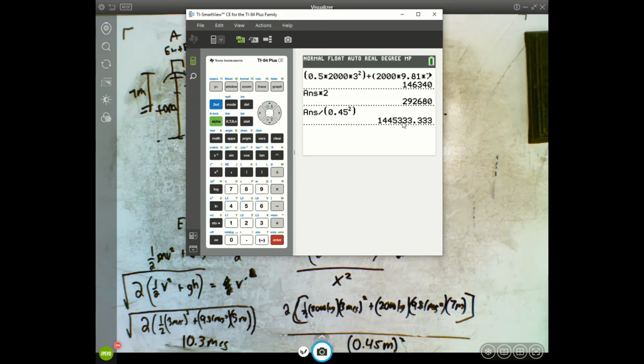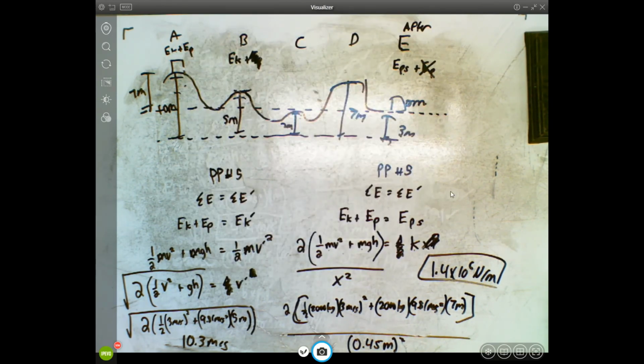So 1, 2, 3, 4, 5, 6. So 1.4 times 10 to the 6 newtons per meter is going to be our spring constant. Okay, so I hope that helped. There's lots of homework questions like this. We just have one more to do.